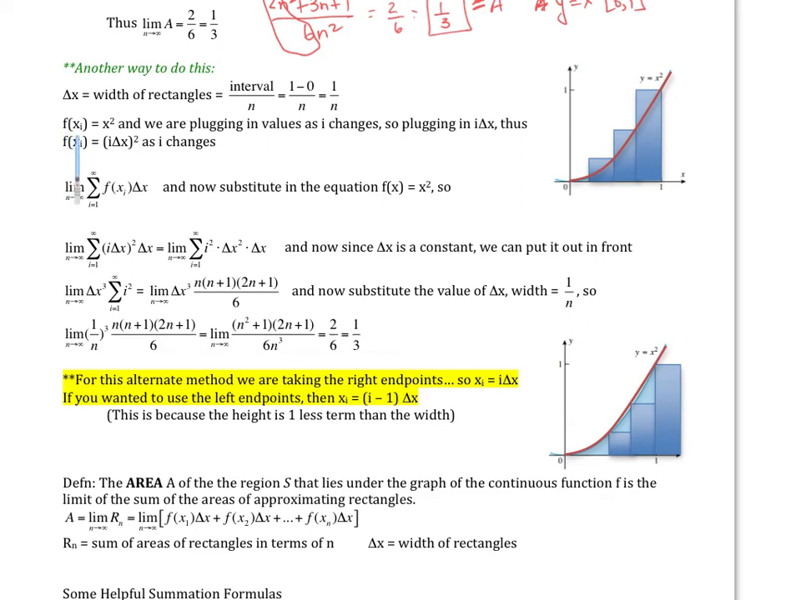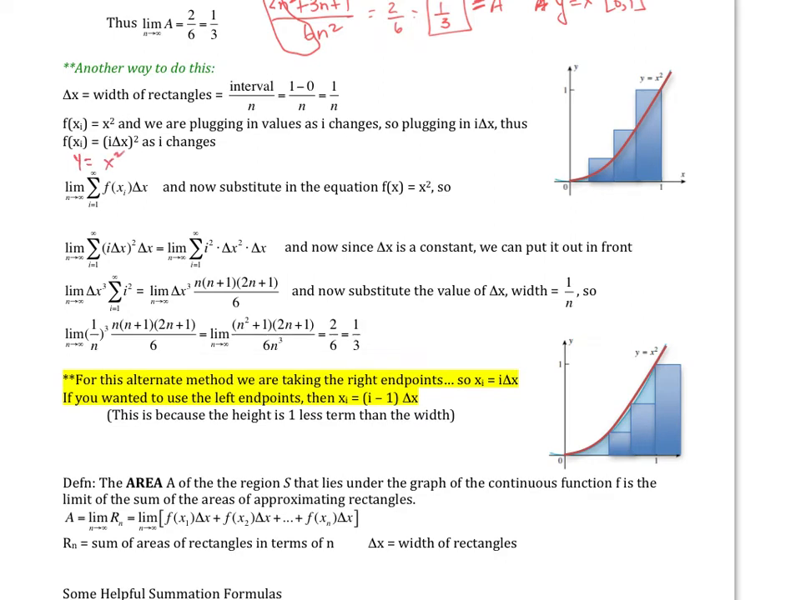So then we have f of x sub i, and the i will just be each rectangle I'm talking about. So the first one, the second one, the third one. So x sub 1 would be the first iteration, f of x sub 1 equals x squared, and we're plugging in values as i changes, where i is going to keep going on and on. So we're plugging in i delta x, thus f of x sub i equals (i delta x) squared. This is as i changes, because this is my equation, y equals x squared. That's where I have that from.